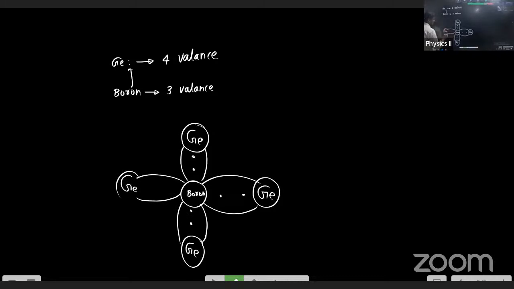See here, what is happening? Here I have germanium. How many valence electrons are there for germanium? 4. Boron has only 3 valence electrons: 1, 2, 3. These 3 valence electrons form covalent bonds with germanium, but there is one vacancy created here. This is called a hole.